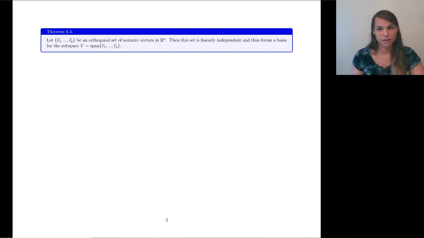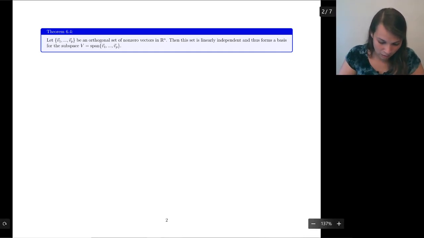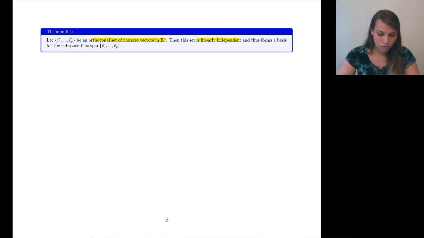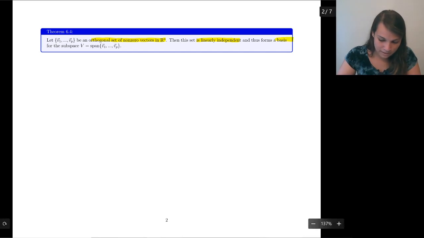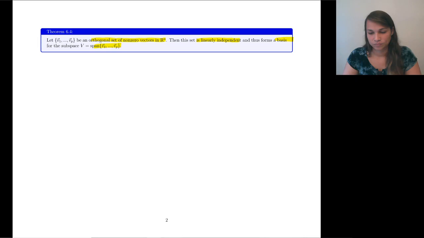But anyway, why do we care? Because orthogonal sets make very nice bases. So that's our first theorem right here. We've got an orthogonal set of non-zero vectors in Rn. This set is linearly independent, and therefore, if it's linearly independent, of course it's going to form a basis for the space spanned by those vectors.